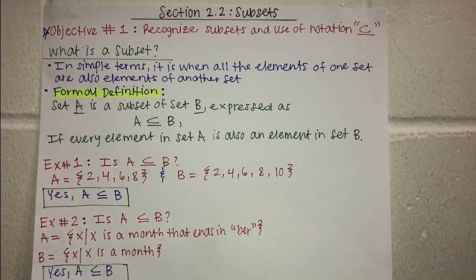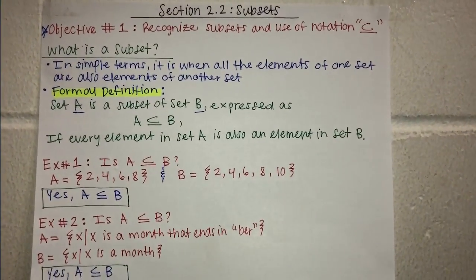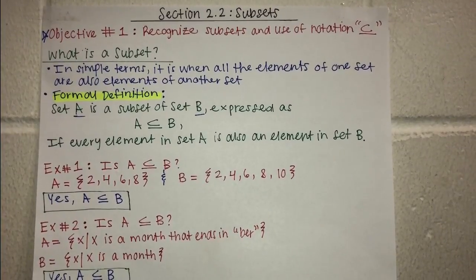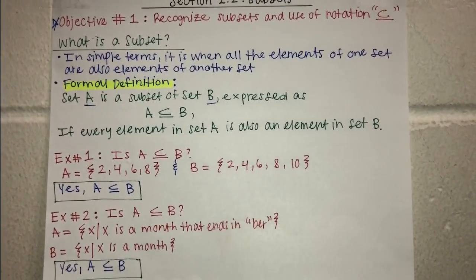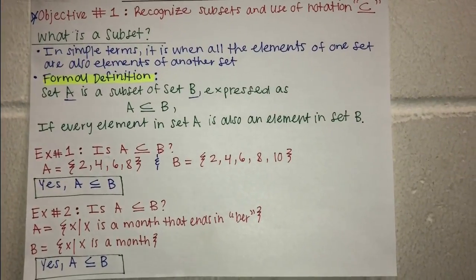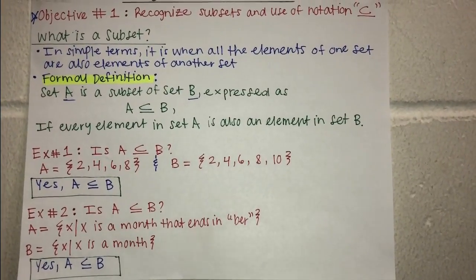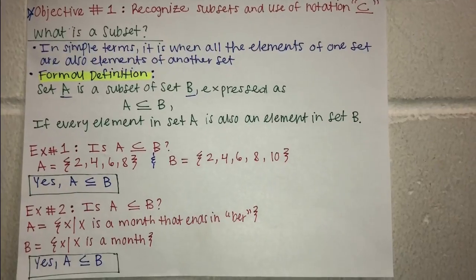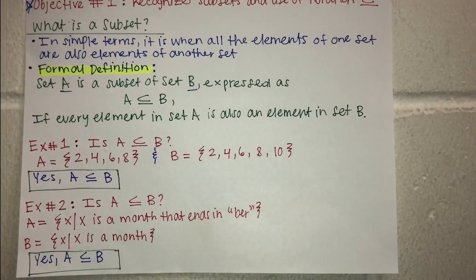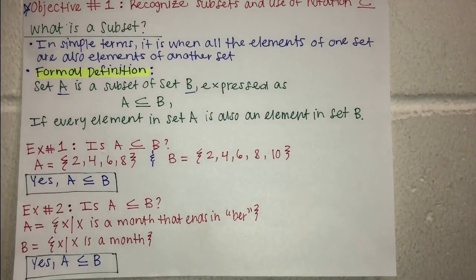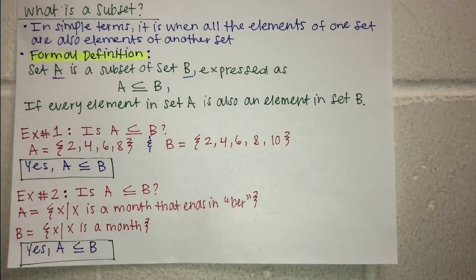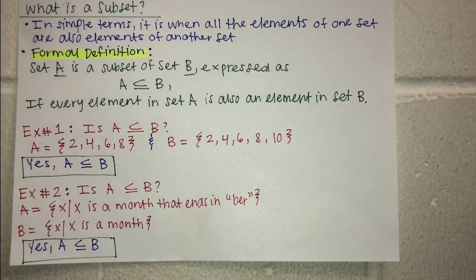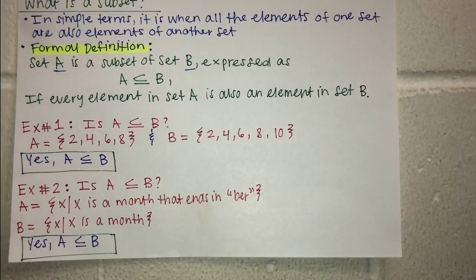Section 2.2 is on subsets. Objective 1: Recognize subsets in use of notation. What is a subset? In simple terms, it is when all the elements of one set are also elements of another set. The formal definition is: set A is a subset of set B, expressed as A ⊆ B, if every element in set A is also an element in set B.